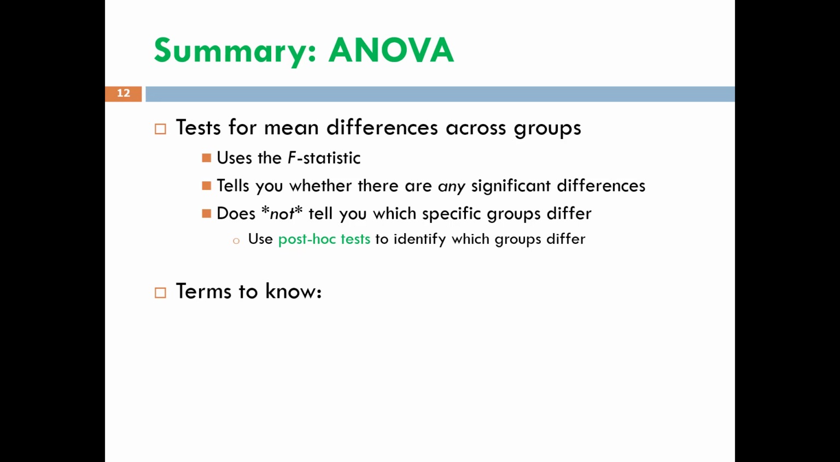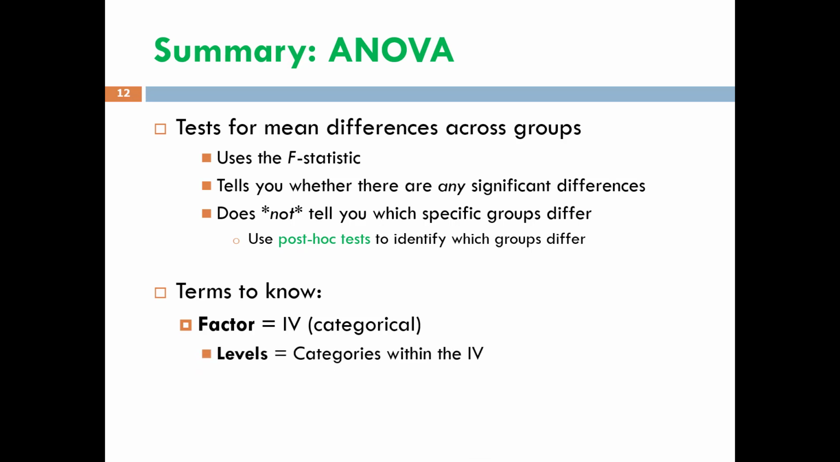And here are some terms to know that I believe you may already know. When you hear the word factor in ANOVA, they're talking about the IV, which is categorical. And then when you hear levels of a factor, that means categories within the IV. And so, for example, if you have 3 groups in your IV and I ask you how many levels there are, then the answer would be 3 levels.